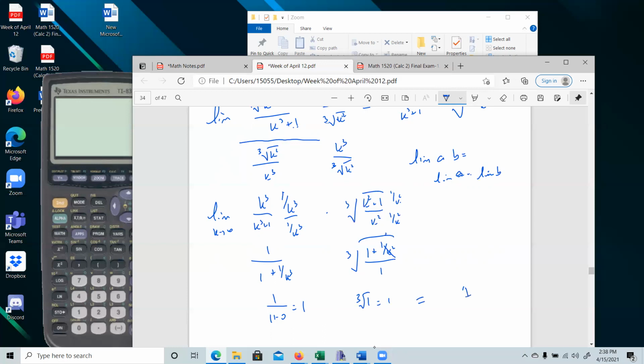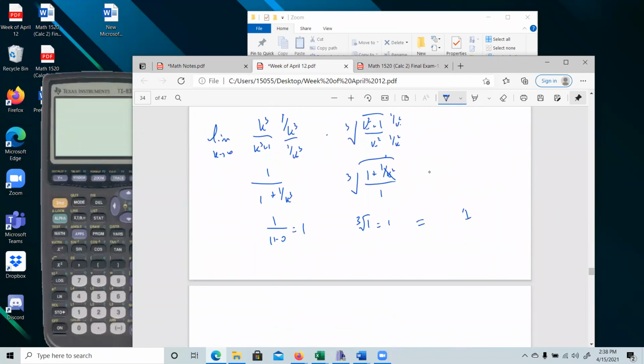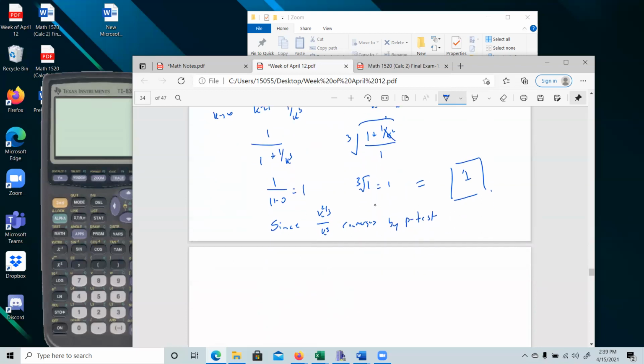Hey, what do you know? C is a positive finite number. So I know that whatever happens to one of these has to happen to the other. Like I said, their fates are linked. So since k to the 2/3 over k cubed converges by the p-test, the cube root of k squared plus 1 over k cubed plus 1 converges by limit comparison.